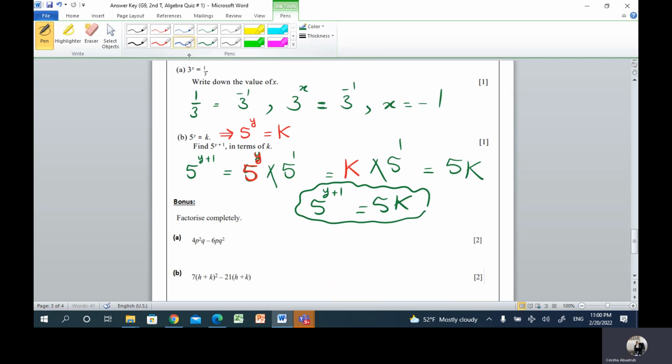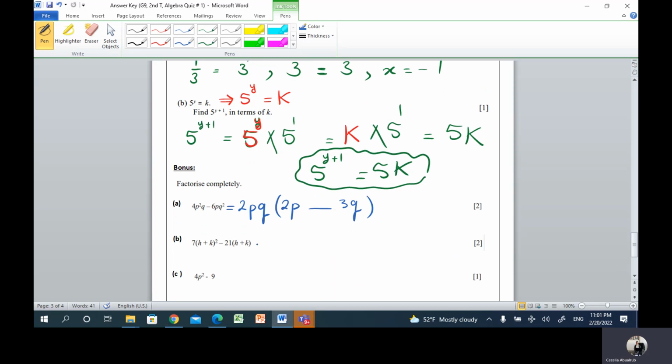Let's do the factorizing here. 4p squared q minus 6pq squared. 4p squared q is not a square expression, and 6pq squared is not a square expression. So we need to get the common factor, which is 2pq. Open a bracket. So it's times 2p, because 2pq times 2p will get us back 4p squared q, minus 3q, because 2pq times negative 3q will give us negative 6pq squared. So we always check by expanding.